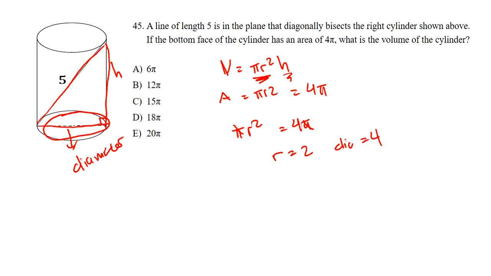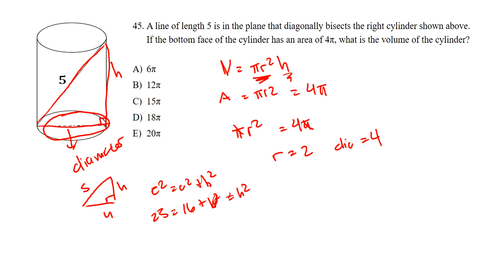So this right triangle, 5, 4, h, we'll just use the Pythagorean theorem, so we can say c squared is equal to a squared plus b squared. C squared is the hypotenuse, so 25 is equal to 16 plus b squared, where b squared is actually h squared. Let's call it 16 plus h squared. Solve for that. H is equal to 3, and plug this into our equation up here.